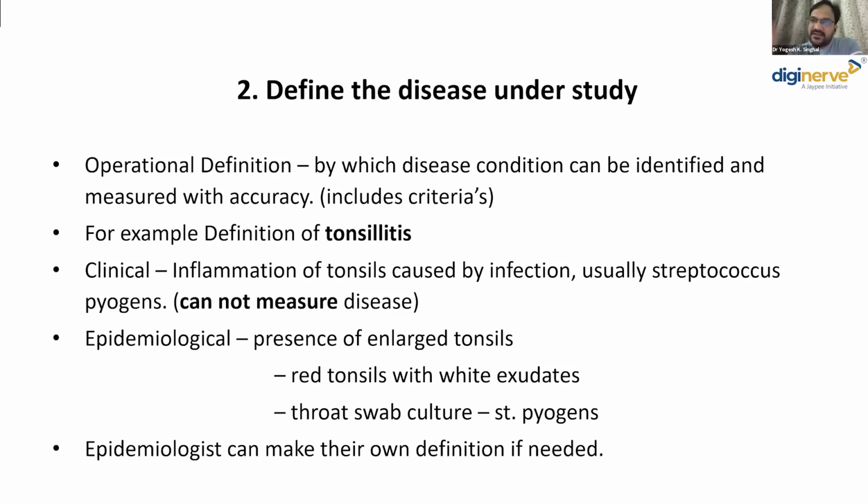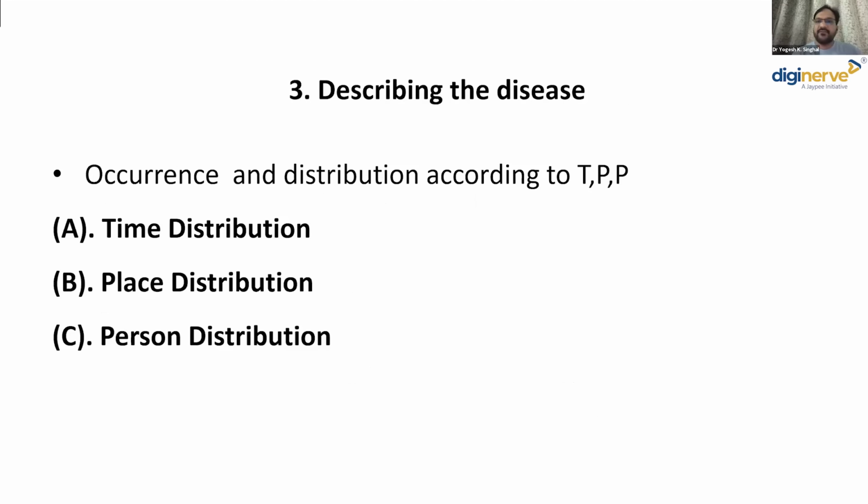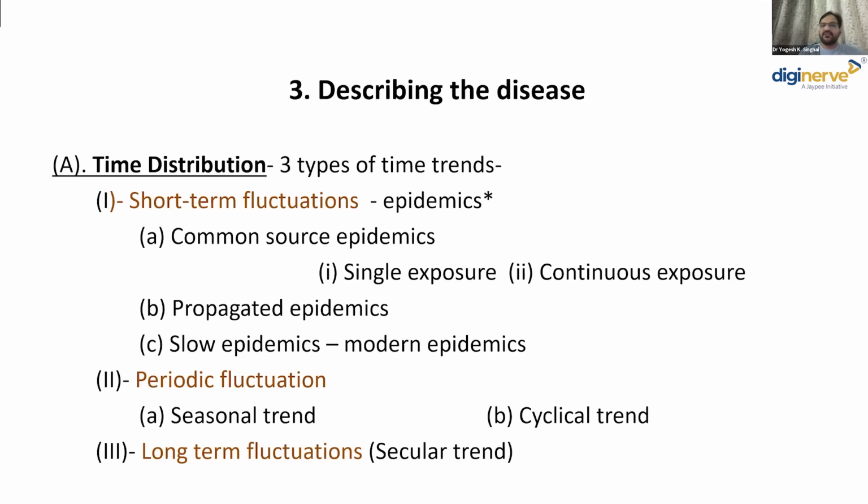So here is a definition: the presence of enlarged, red tonsils with white exudate, and Streptococcus pyogenes in the throat swab culture. That is the exact operational definition. We have to make this. Epidemiologists can also make their own definition according to the need. Now we will describe the disease according to time, place, and person. What is it according to time?